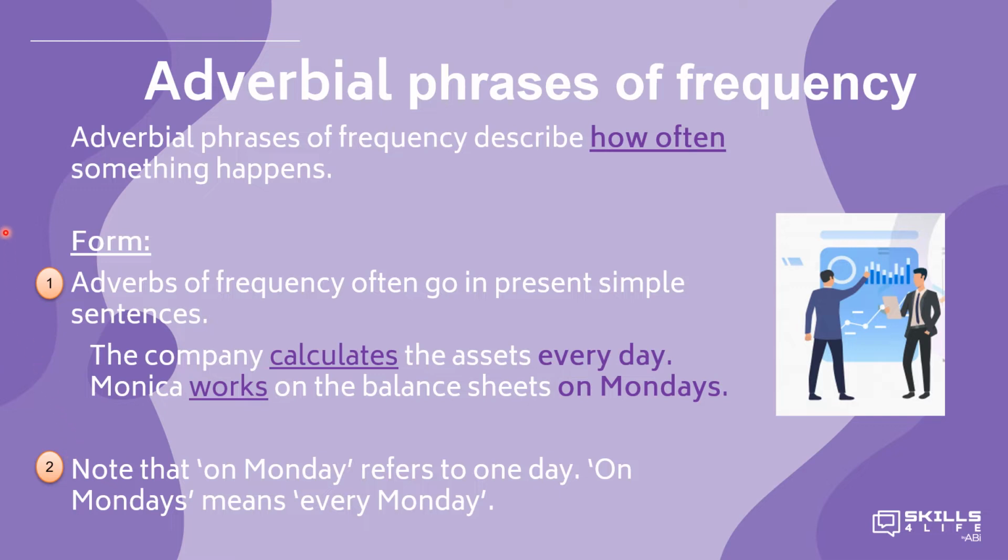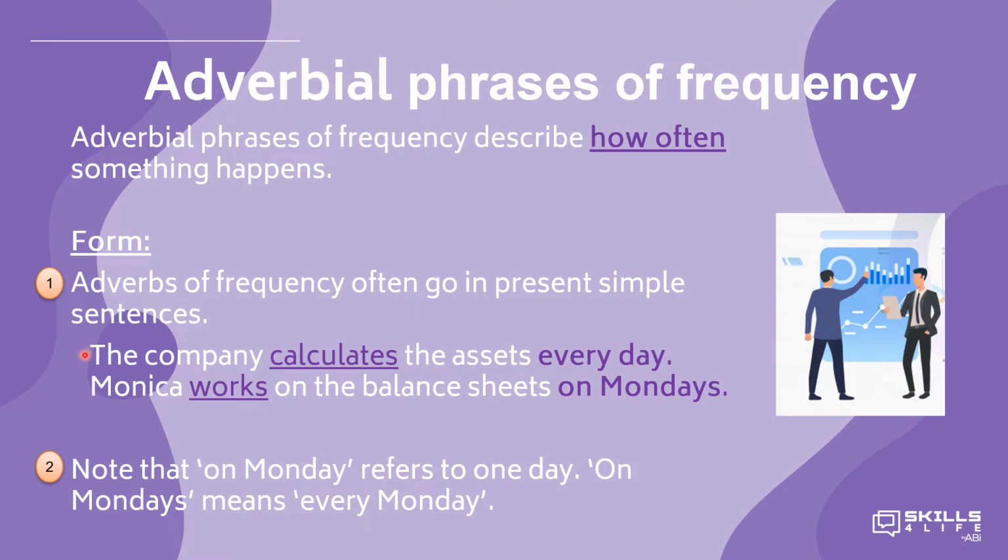Now let's take a look at adverbial phrases of frequency. Adverbial phrases of frequency describe how often something happens. Here we have the form. Number 1, adverbs of frequency often go in present simple sentences.